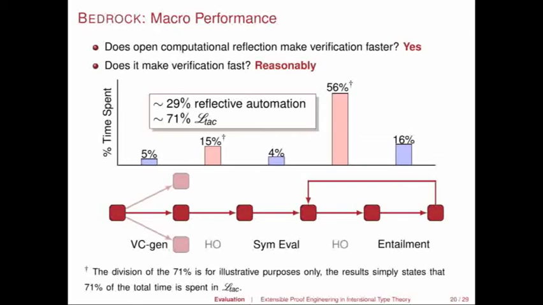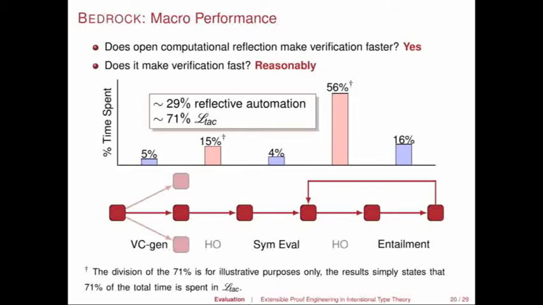So the blue bars here represent things that are coded reflectively, and these 2 blue bars, this 4% and this 16%, are things coded with our style of open computational reflection. The other 2 bars, which I just have one number for, combined correspond to 71% of our time. So when we ask, does it make things fast, it turns out that it does make the things we do using reflection fast, but it doesn't make the whole system fast, because we're still spending 71% of our time not doing the thing that's making our stuff fast.